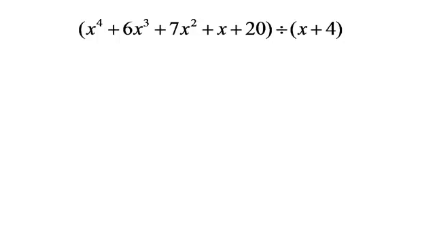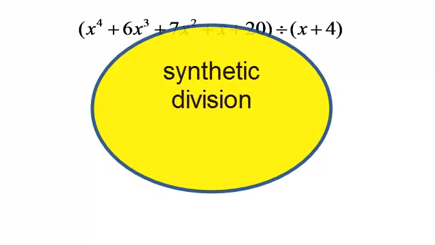We have the problem x to the fourth plus 6x to the third plus 7x squared plus x plus 20 divided by x plus 4. I'm going to solve this problem not with long division, but with synthetic division.